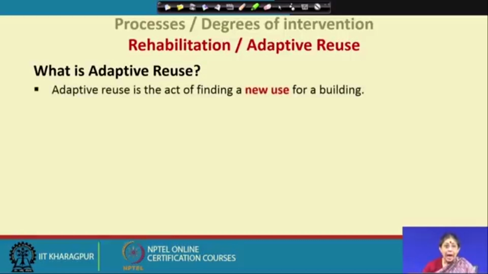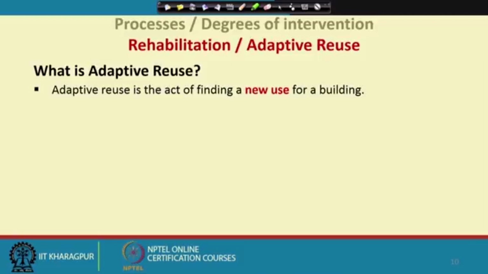Adaptive reuse is the act of finding a new use for a building, and it is very important that the new use is sensitive to the original historical use. For example, suppose the structure has an associational value, and the interior layout is also very important. In such cases, we probably can't keep that for adaptive reuse, at least not totally.